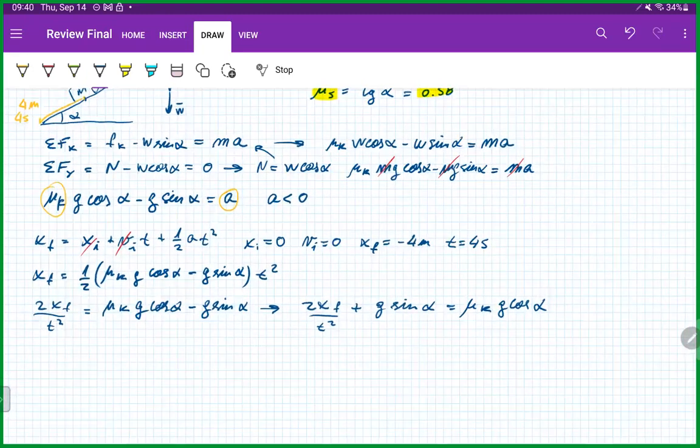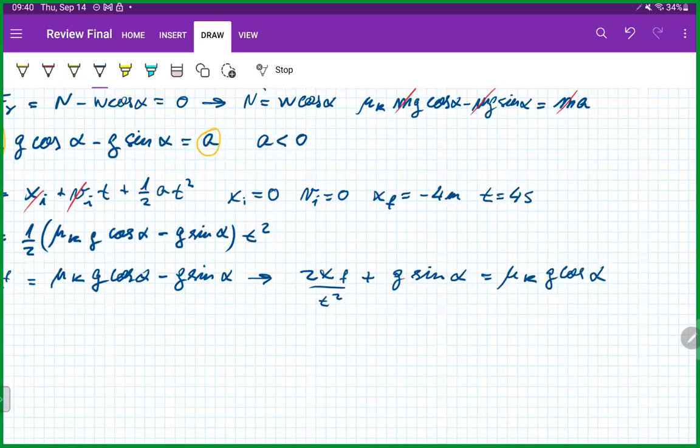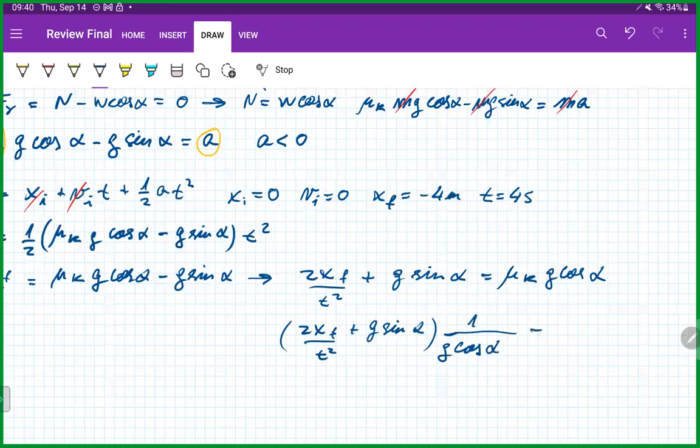And then you can do 2x_f plus g sine of alpha divided by t squared. All of that divided by g cosine of alpha, right? G cosine of alpha. And that's equal to mu k. And if you calculate that, then you'll have 0.52.